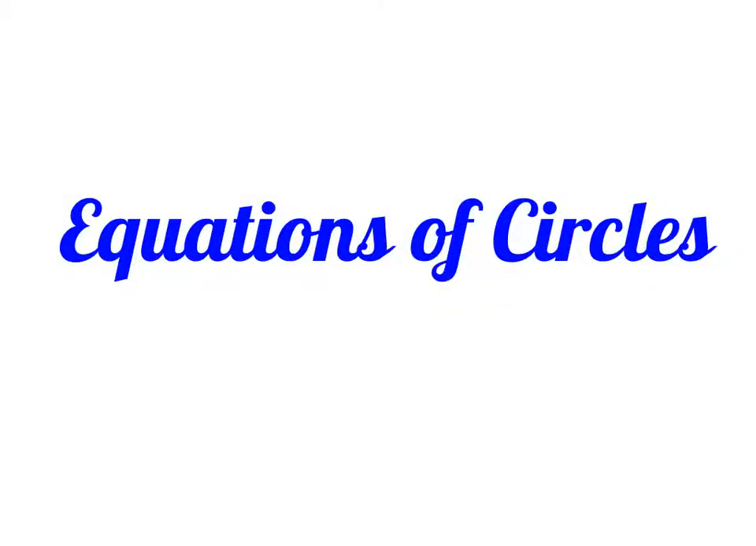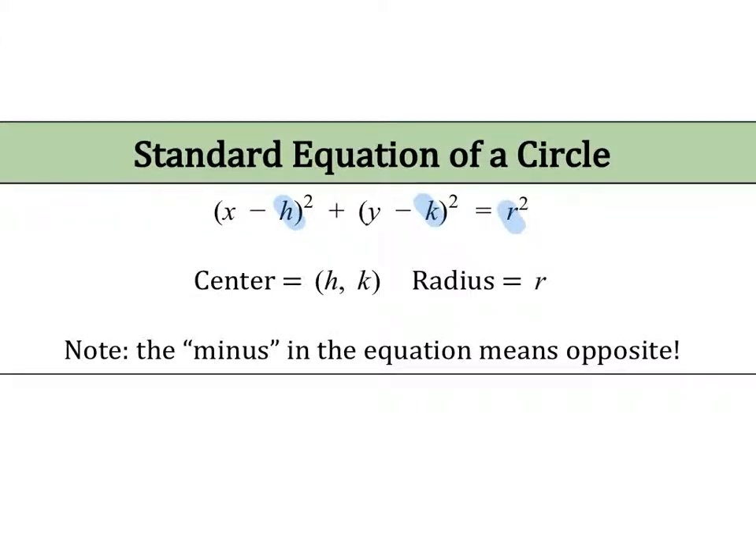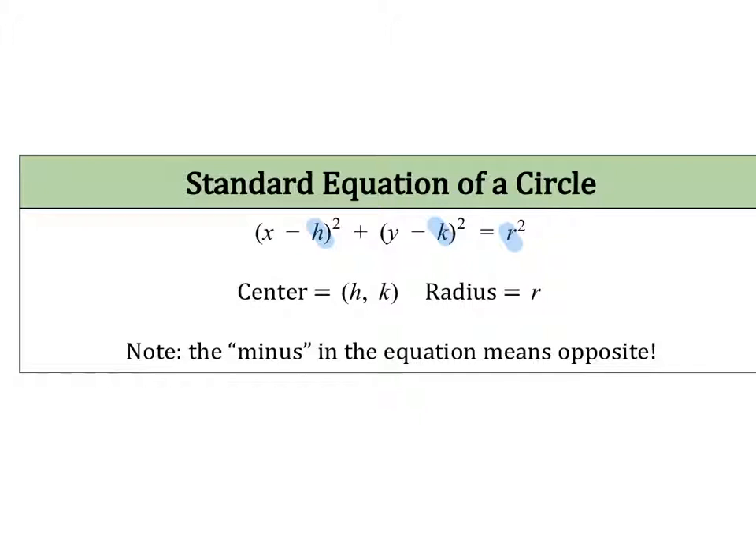Hi everyone, today we're going to talk about equations of circles and how to graph a circle. So this is the standard equation of a circle. It reads (x - h)² + (y - k)² = r². So there are three very important variables in this equation: h, k, and r.